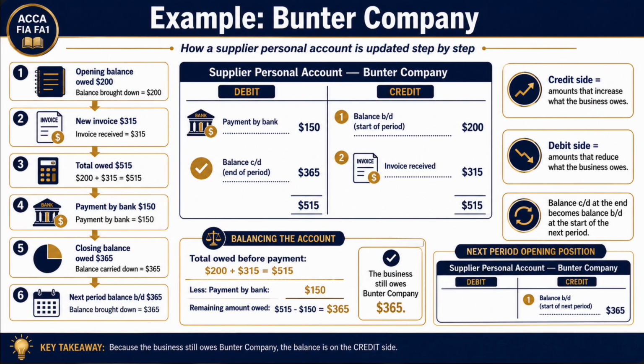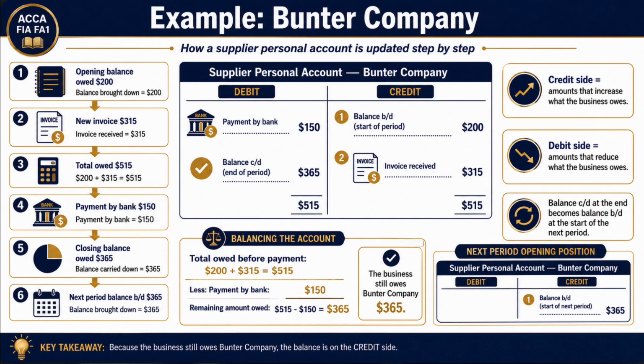Example, Bunter Company. Now let us explain the example from the lesson. The supplier is Bunter Company. At the start, the business already owes Bunter Company $200. This is called the balance brought down. Because it is an amount owed to the supplier, it appears on the credit side. So we say, balance brought down equals $200.